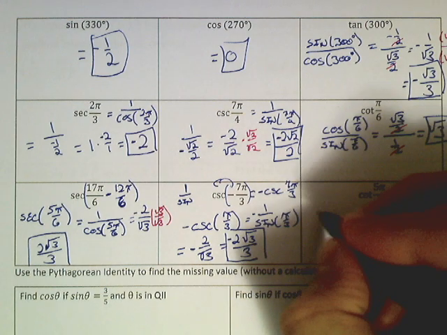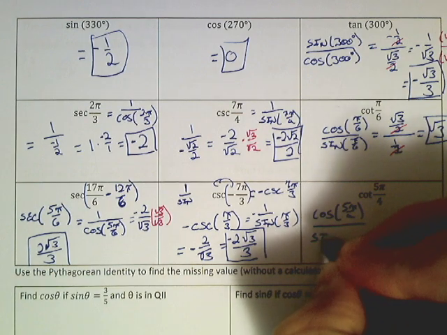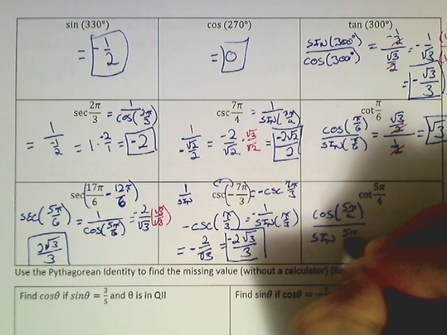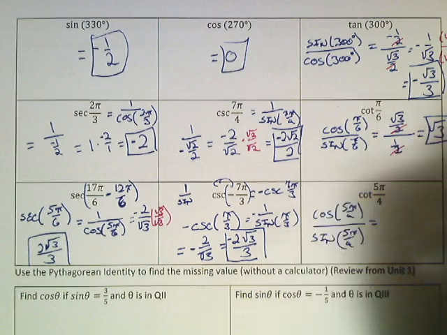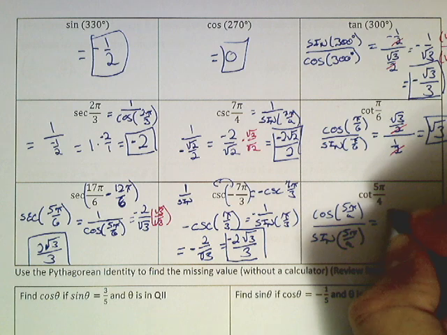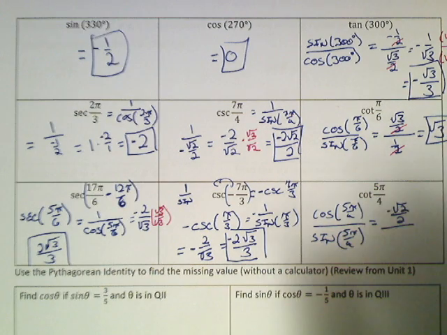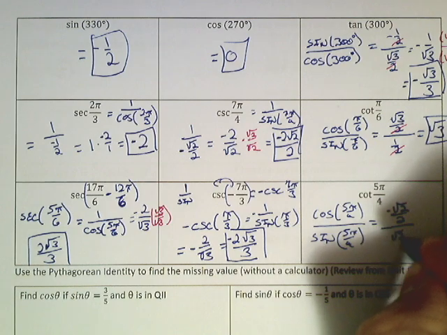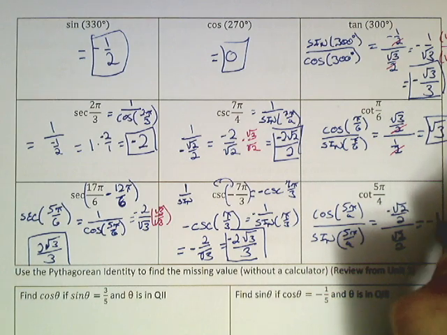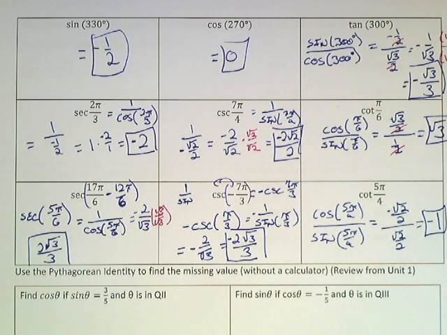So that is equal to cosine of 5 pi over 4 divided by sine of 5 pi over 4. Cosine of 5 pi over 4 is negative square root of 2 over 2, over sine of 5 pi over 4, which is negative square root of 2 over 2. So this should be 1. Root 2 over 2 divided by root 2 over 2 is just 1.